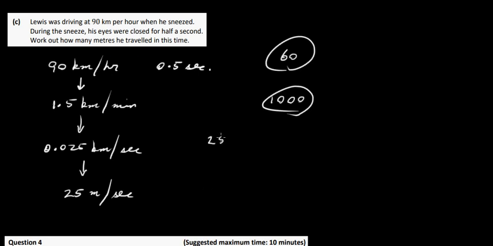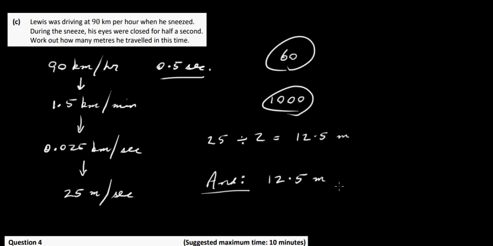Now if he travels 25 meters in 1 second, how many meters does he travel in half a second? Well, just divide that by 2 and you get 12.5 meters. So our answer in this particular part of the question is 12.5 meters.